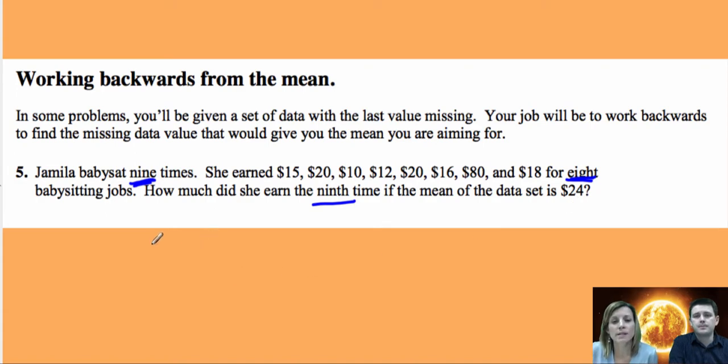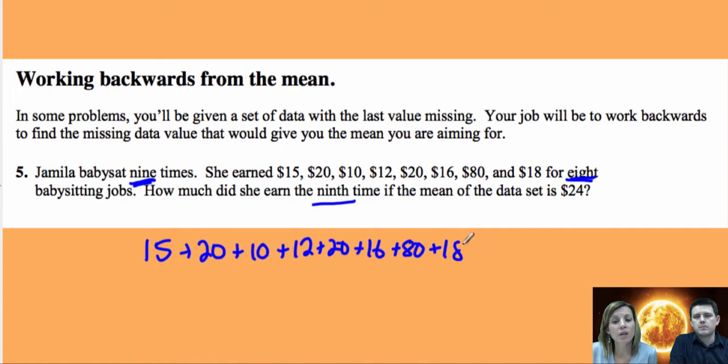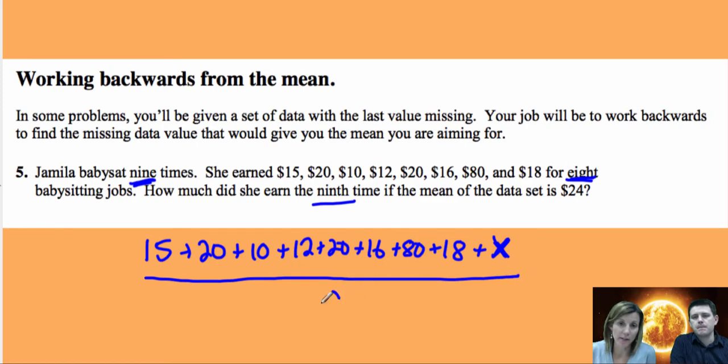So Mr. McKenzie is going to set this problem up. He's going to write down what he knows: 15 plus 20 plus 10 plus 12 plus 20 plus 16 plus 80 plus 18. And then he's going to put a question mark for that 9th number. We don't know what it is. He could use a variable, x, n, whatever you want. We know our variables now. He's going to put divide by 9 because it says 9 times, and he's going to set it equal to 24 because that's the mean of the data set.